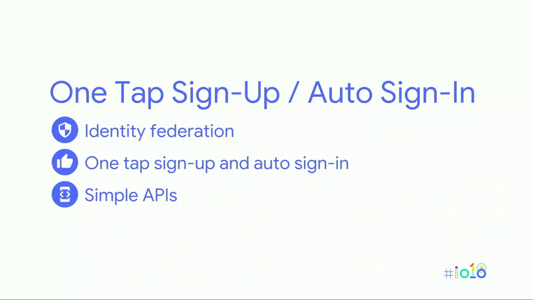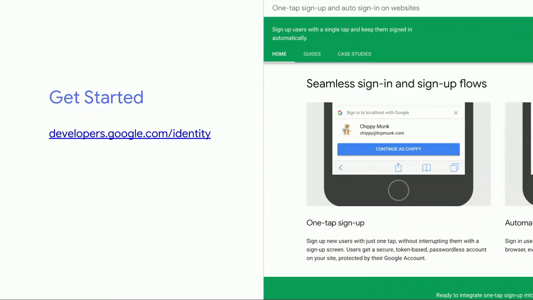So that's the one-tap sign-up. Let me recap. One-tap sign-up is secure because it's Google's identity federation. It provides a great user experience for user to sign up with just one-tap and auto-sign-in. It's easy to implement with simple APIs. To learn more about one-tap sign-up, please visit developers.google.com/identity, and you'll find more detailed documentation.